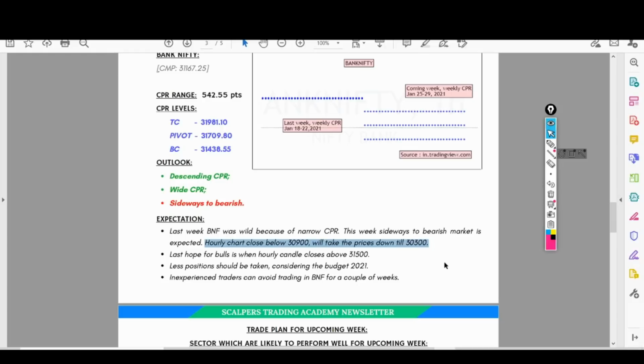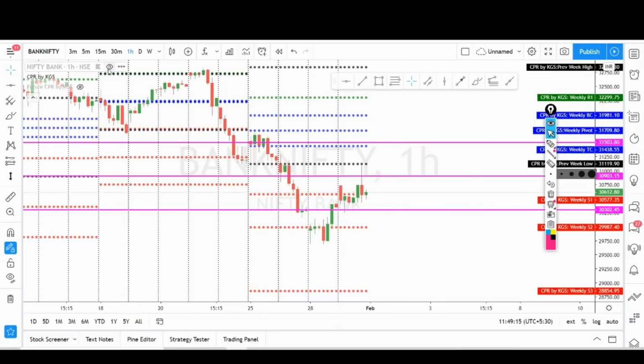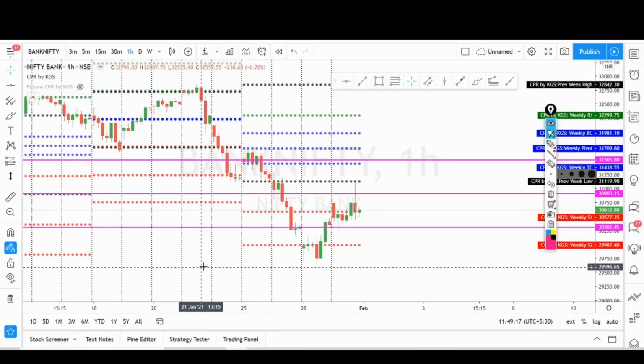Now, less positions should be taken considering the budget 2021, and inexperienced traders can avoid trading in Bank Nifty for a couple of weeks. That is really good, because I feel happy that I added this point, because Bank Nifty was wild for past couple of days. Now let us see how Bank Nifty respected my levels.